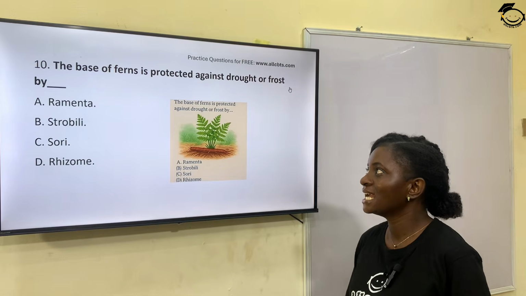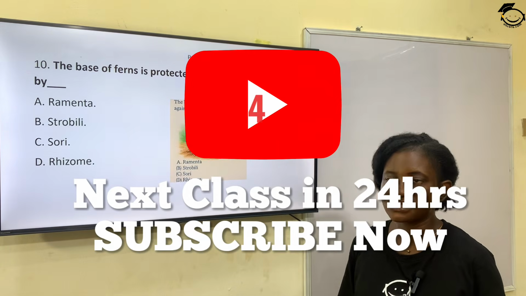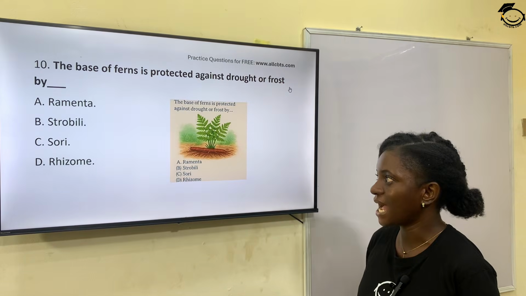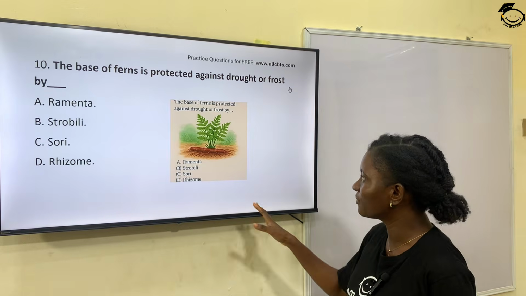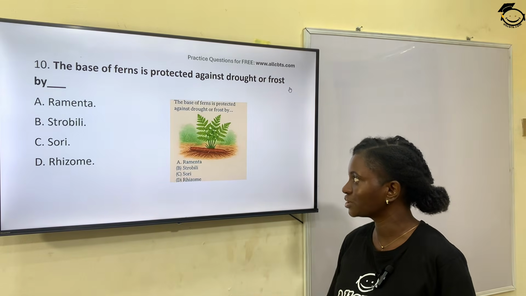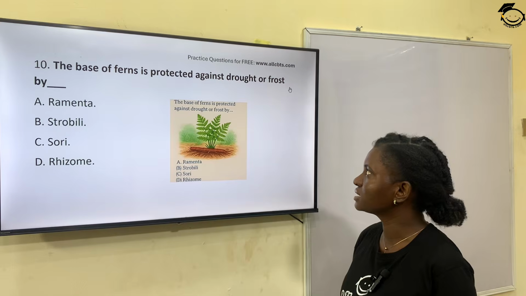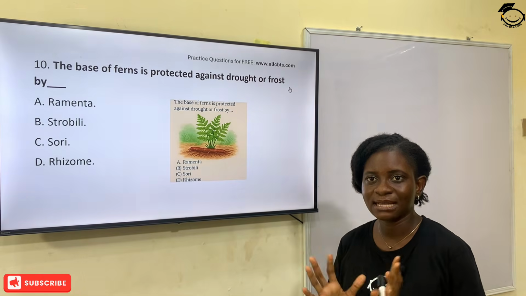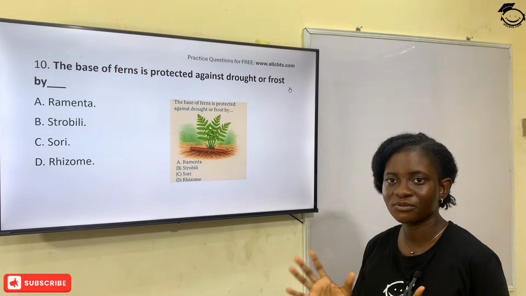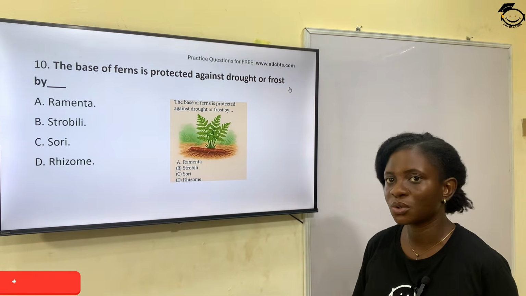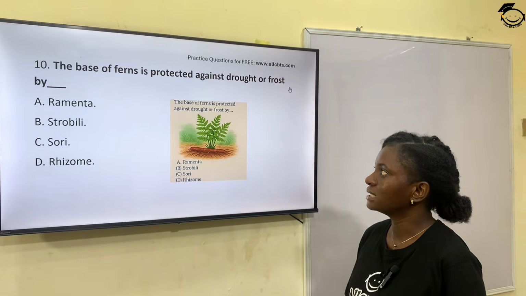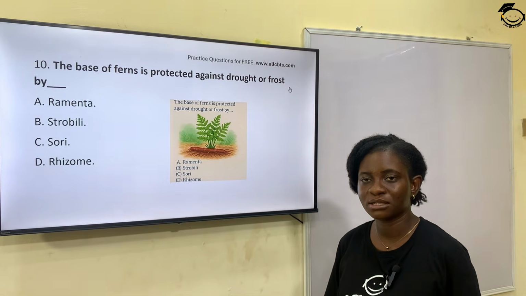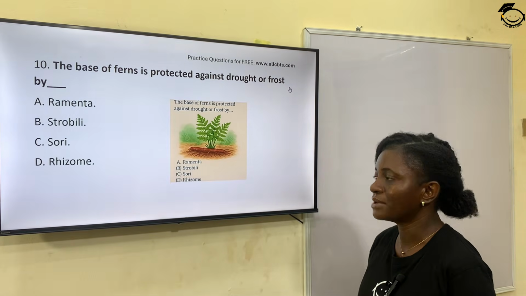Question 10. The base of ferns is protected against drought or frost by, when we say the base of ferns, looking at the illustration here, the pictorial illustration, is protected against drought. That means like an adaptive or survival mechanism against harsh conditions such as drought. And this base of fern is protected by a tiny hair-like structure, which is known as ramenta.